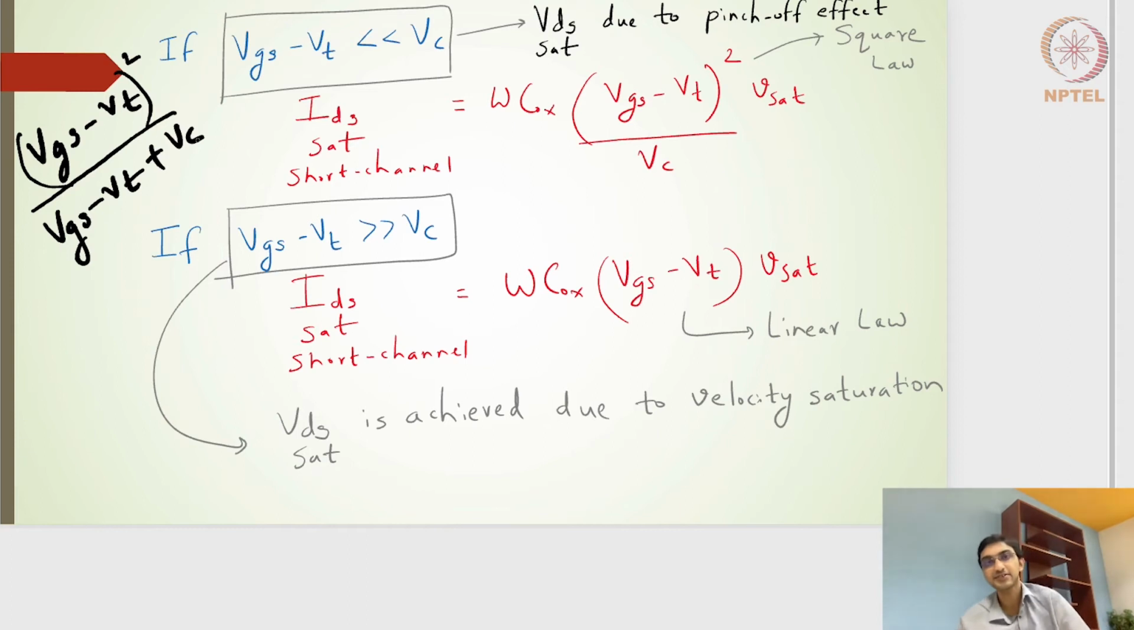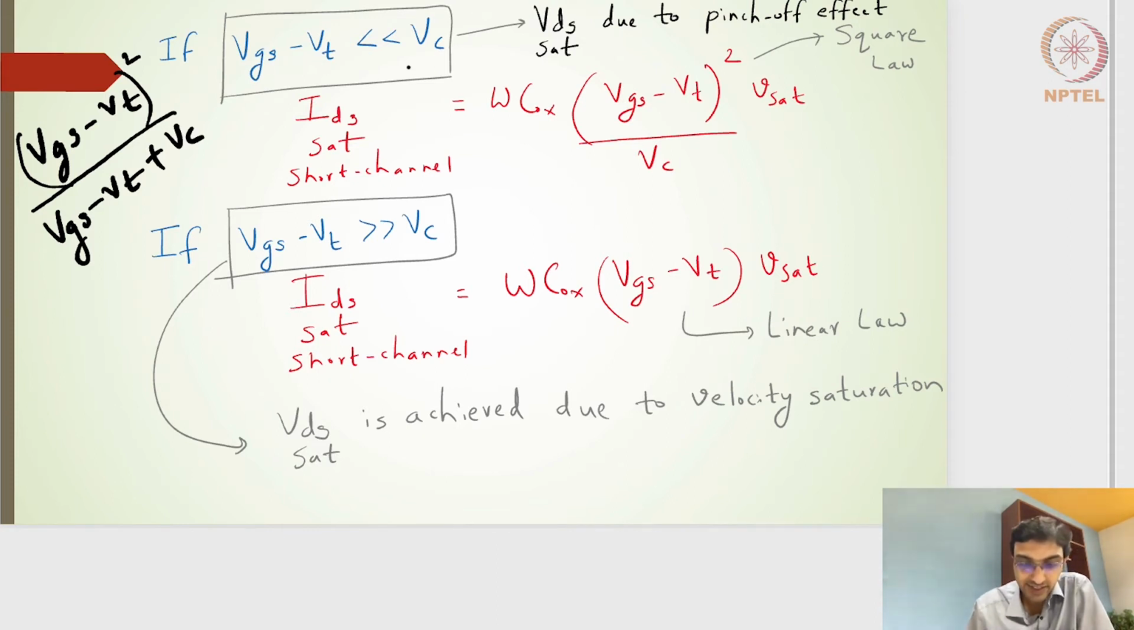So if I have this particular term, and let's say that VGS minus VT is very, very much smaller than VC, so I'm considering two potentials, a potential difference: one is the parameter VC, the critical voltage, and the other one is VGS minus VT. And if one is smaller than the other, then what is likely to happen? So how can we approximate the current term?